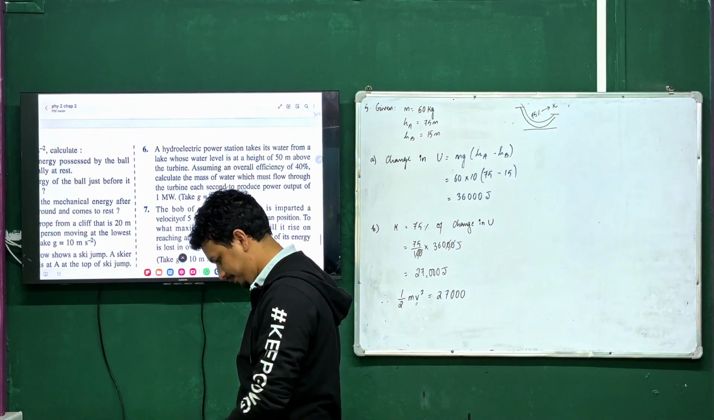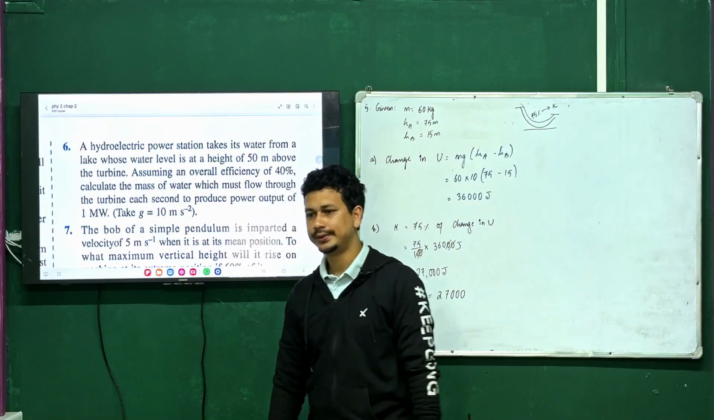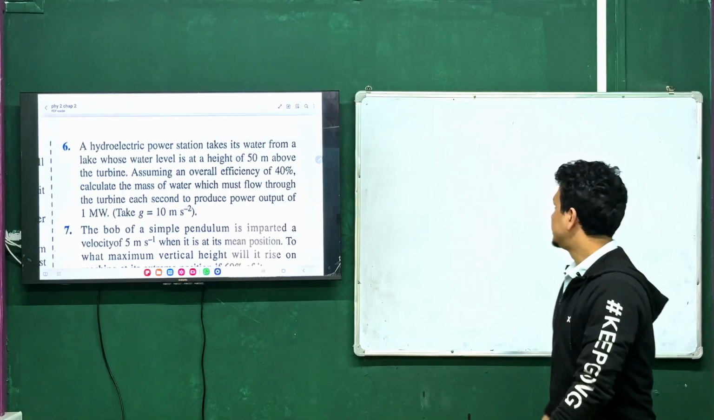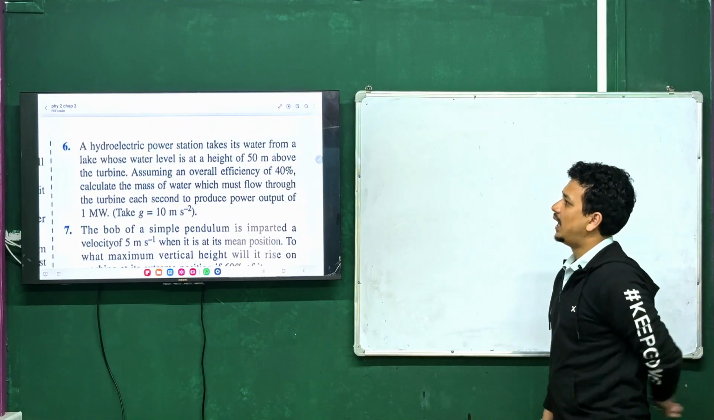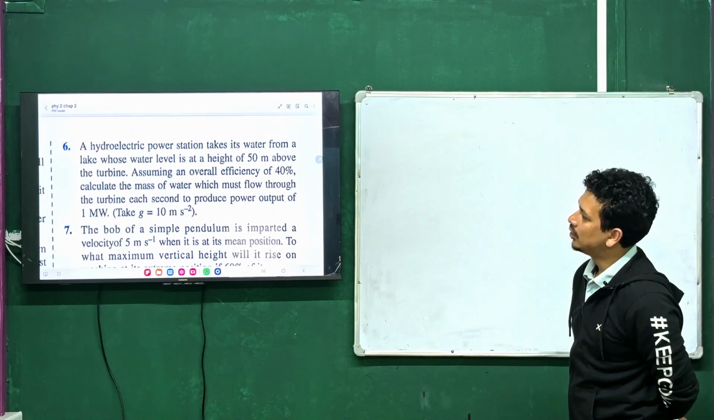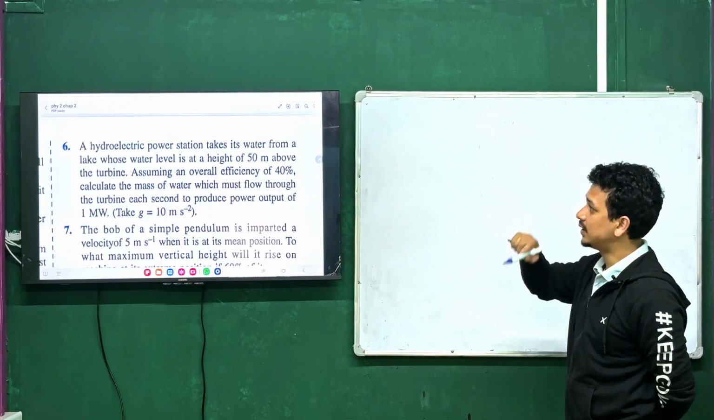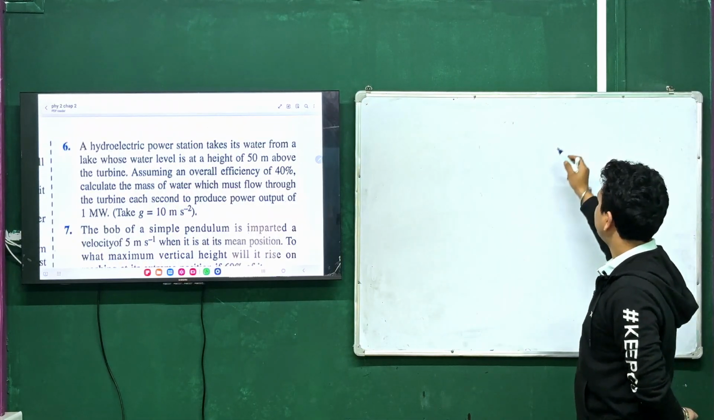Okay, let's try one last question. You do this. Question number 6 on your own. See, what is the question saying? A hydroelectric power station takes its water from a lake whose water level is at a height of 50 meter above the turbine, right? So it's something like this.